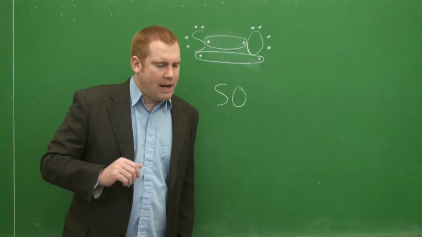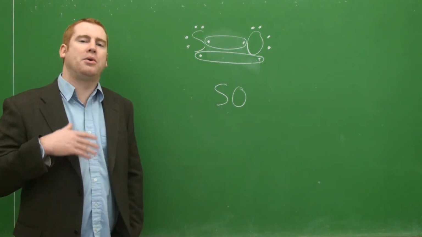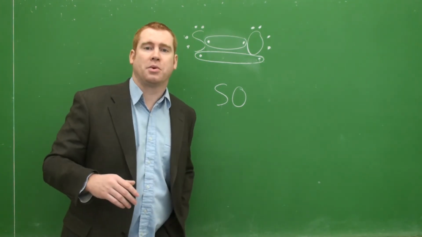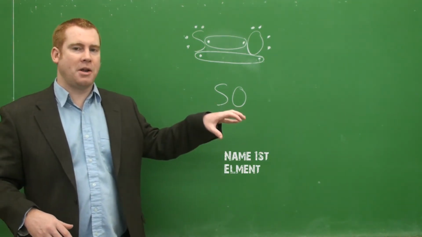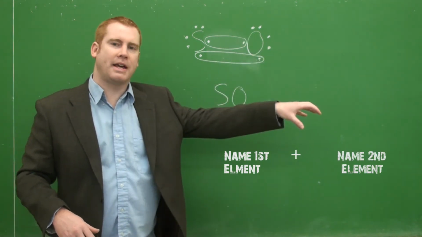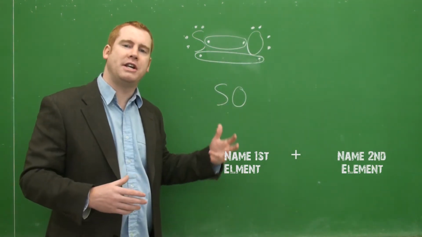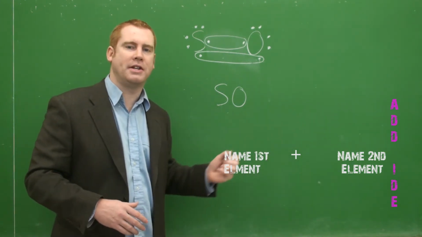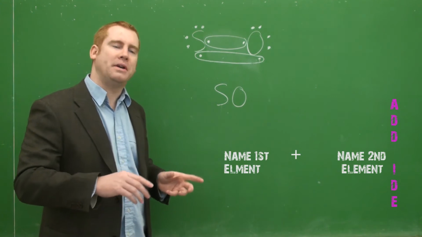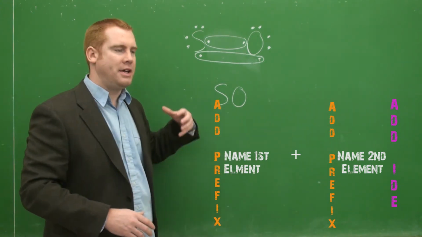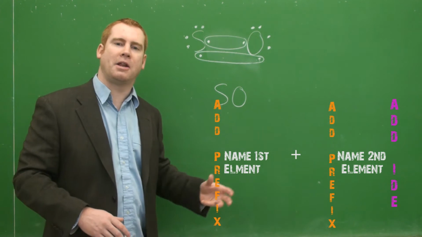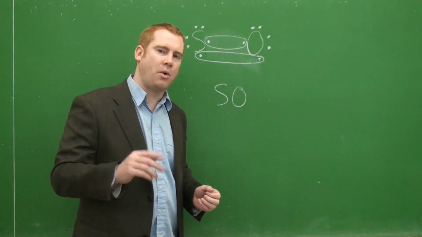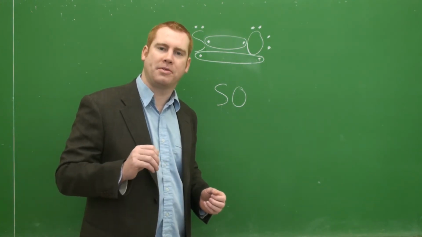All right. Now, when we're deciding how to name this compound, the general rule is we're going to take the name of the first element, then the name of the second element. Once again, we're going to change the name of the second element to add IDE onto the end. But now, we're going to put a prefix onto both the first element and the second element to indicate how many atoms of that element there are. So, let's take a look at a few examples.